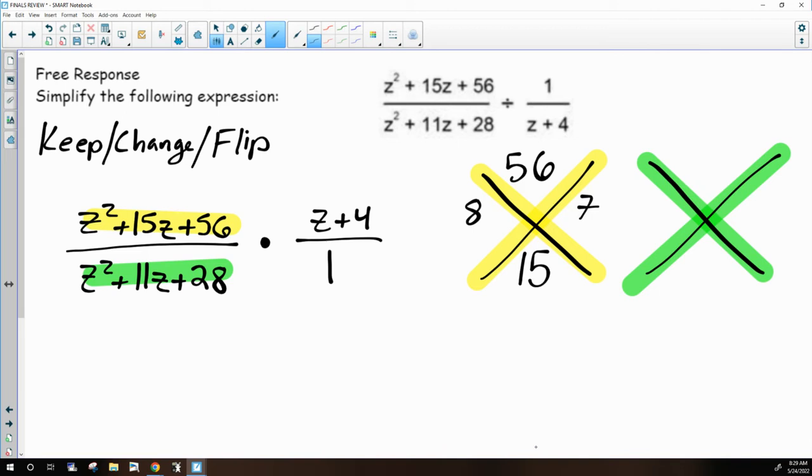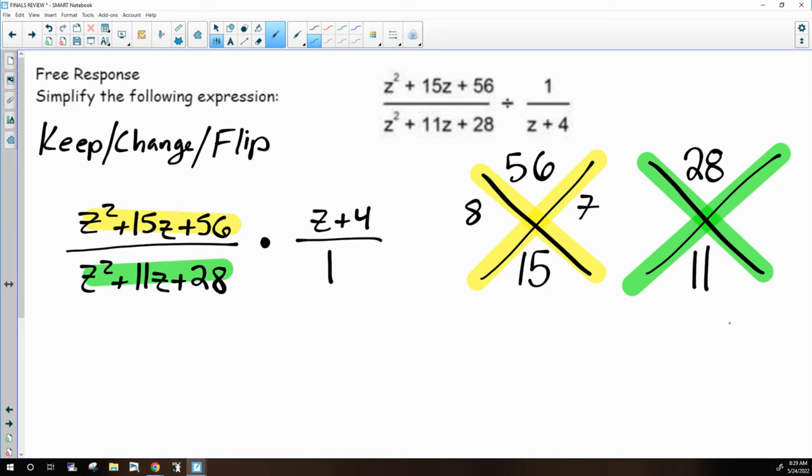Okie dokie. Let's do our second one. Looking at the green, what do I multiply together to get the top? A times C. 1 times 28 is 28. My B value is 11. B for bottom. Same process. What 2 numbers multiply to 28 but add up to 11?